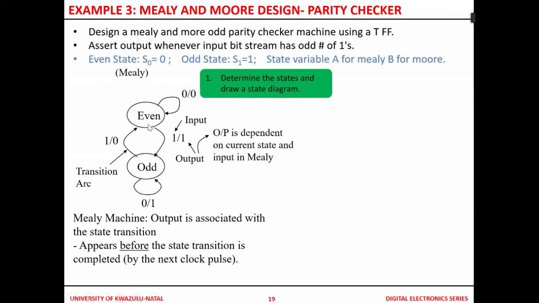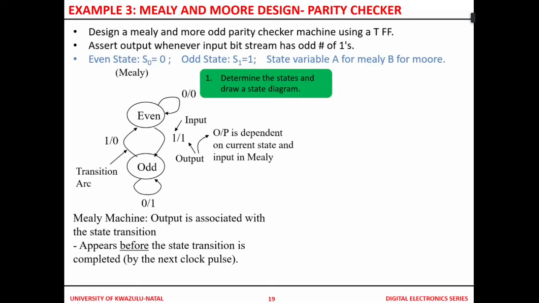You are in even. If a 0 comes, you still remain even. If a 1 comes, you become odd, and the output is a 1. If a 0 comes while you are here, you remain odd, and the output is still a 1. If a 1 comes, you become even. Any problem there?